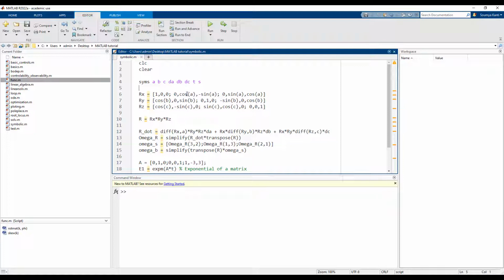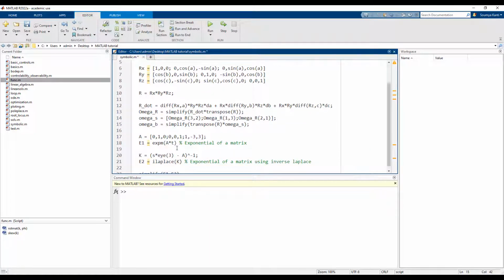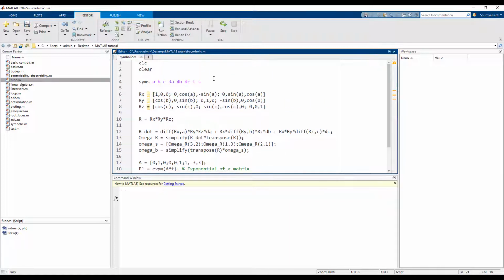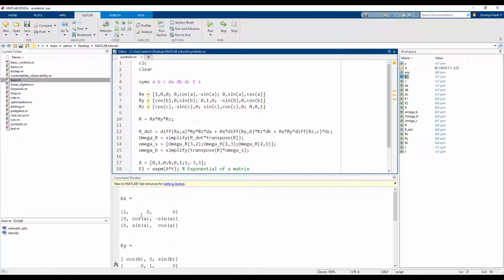So the rotation matrices are like this. Actually, if I run it, you can see. I will comment out the outputs. You can see, okay, r of x is like this: 1 0 0, and 0 cos a minus sin a, 0 sin a cos a. So you can see these are in variable forms. So these are not giving out some particular values.